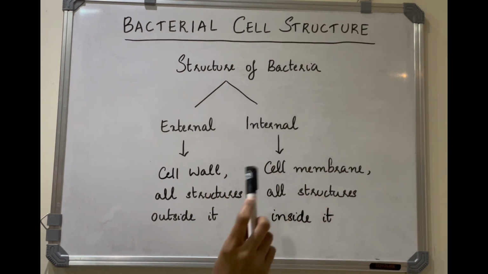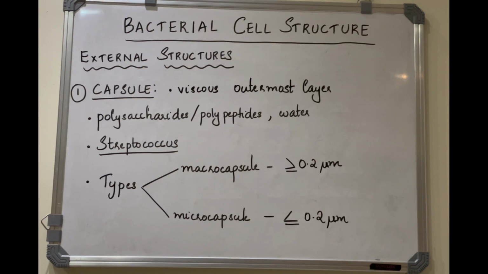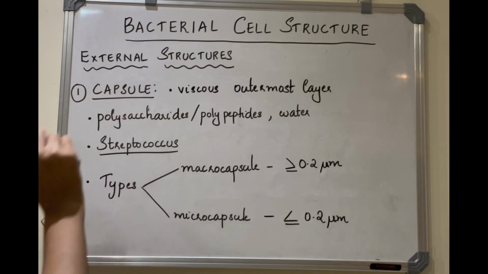The internal structures include the cell membrane and all the structures inside the cell membrane, such as the cell membrane, cytoplasm, ribosomes, mesosomes, inclusion bodies, and bacterial nucleus. So first we are going to discuss the external structures. Under this comes the capsule.